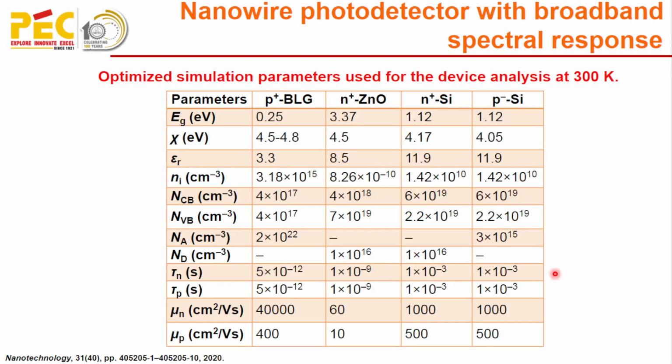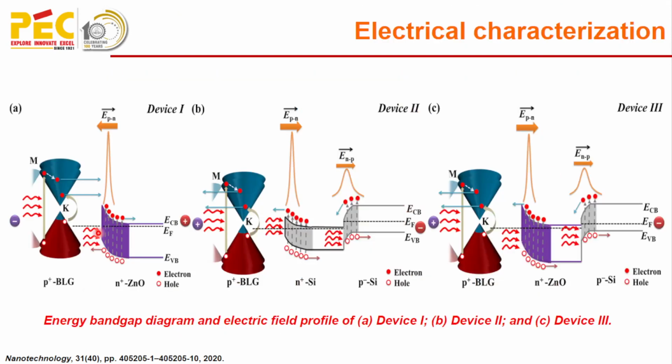Now, upon absorption of light, the electrons will move to the conduction band and the holes will move towards the p-type bilayer graphene. That's why there is band bending. And due to the different work functions of graphene, zinc oxide, and silicon, there is a heterojunction barrier at the interface. Similarly, here we have a high electric field, which will separate the charge carriers.